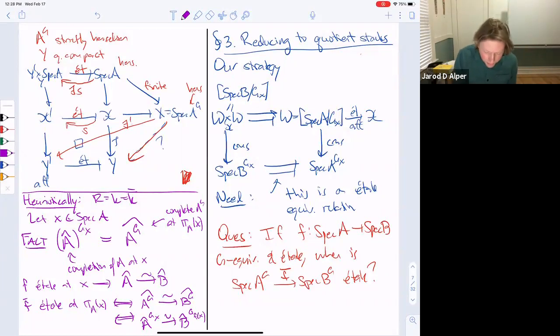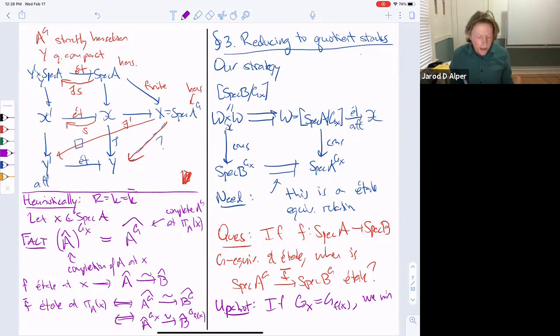And so the upshot here is, if these stabilizer groups are identified, we win. Because A hat is equal to B hat, and if the groups are equal, then their invariants are equal, and we get that the map on completions of the quotients is equal, and that's étale. So it's a sort of heuristic argument to expect that if the stabilizers are equal, étaleness should descend to the quotients. And that's the content of the next proposition, but I'm going to state it and prove it quite differently.